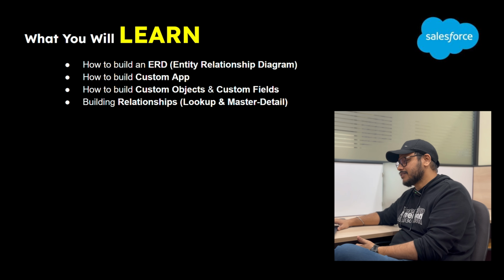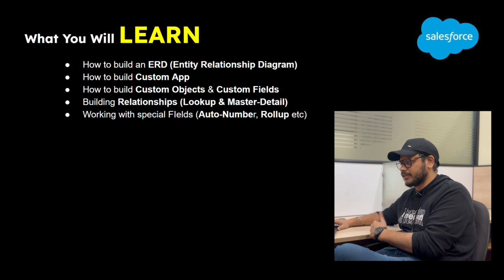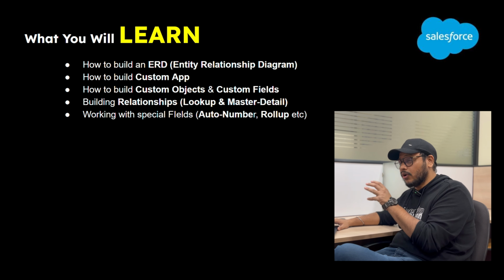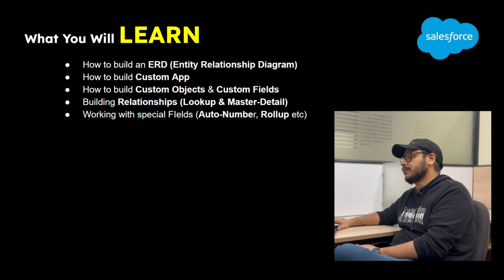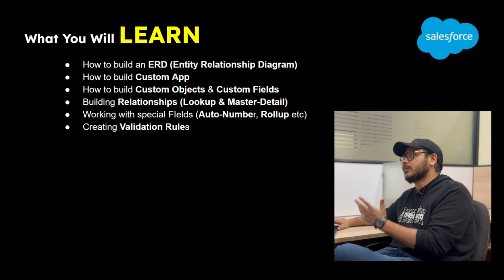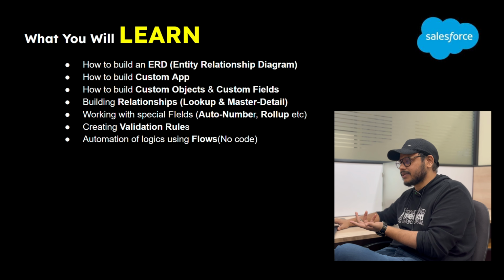Okay, so building relationships, different types of relationships that we have in Salesforce. There is a lookup relationship, there's master detail relationship. We'll work with all types of fields, if not all, at least the important ones, of course. There are auto numbers, roll-ups, etc. So we'll work with those. We will talk about creating validation rules, validating the data, etc.